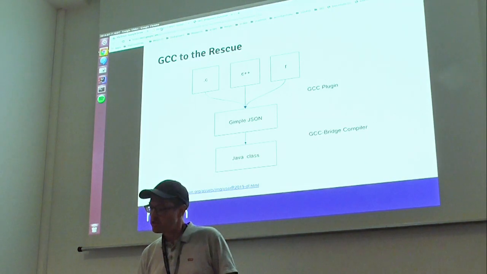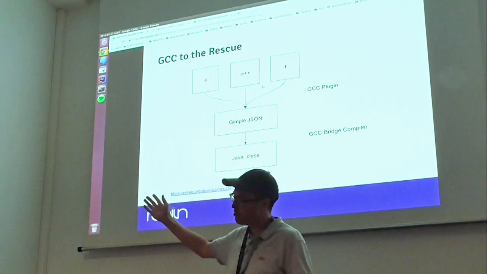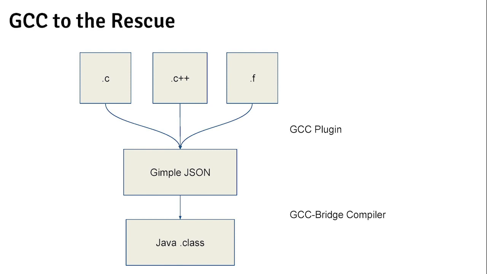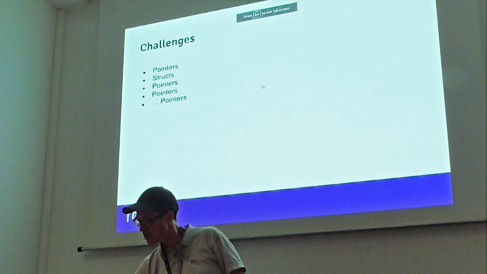there are other possibilities. And so we built a pipeline that takes C, C++ files, Fortran files, runs it through GCC. GCC turns it into Gimple, and we wrote a plugin that turns that into JSON, so it's easy to parse, so you just get this nice big JSON tree. And then we have the GCC Bridge compiler that turns that into Java class files.